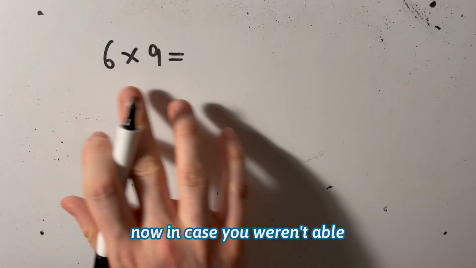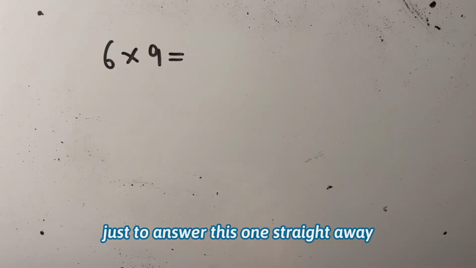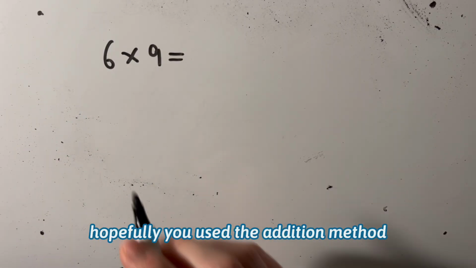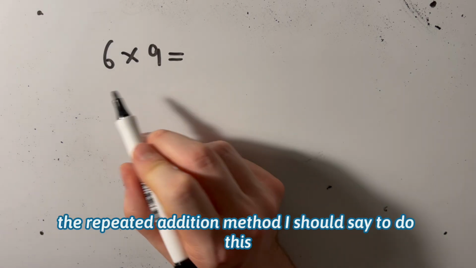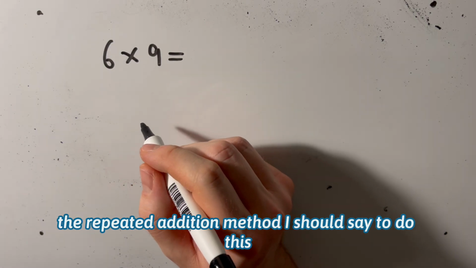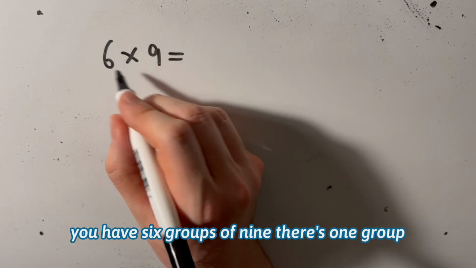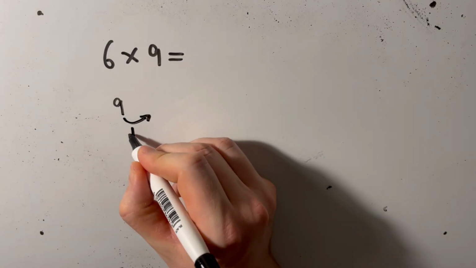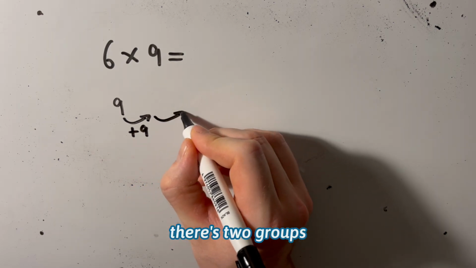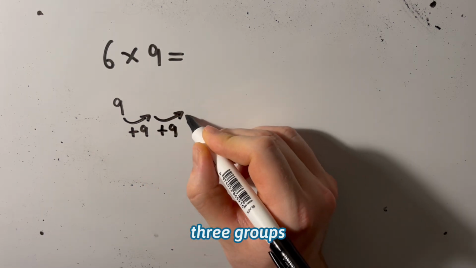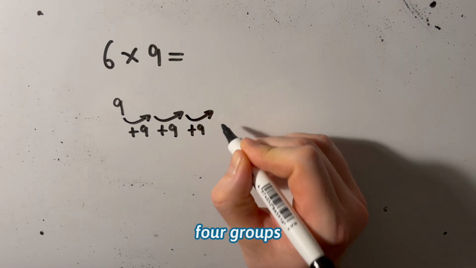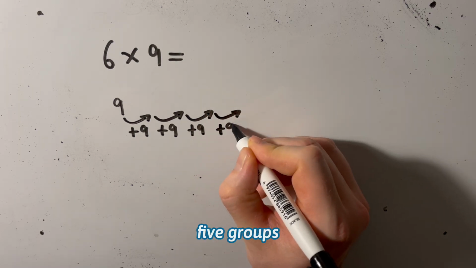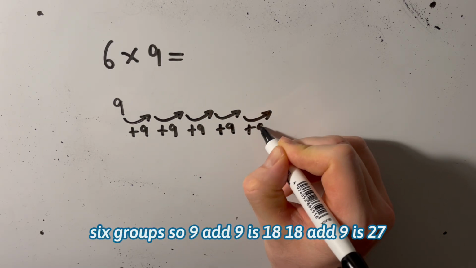Now, in case you weren't able just to answer this one straight away, hopefully you used the repeated addition method. To do this, you would have 6 groups of 9. There's one group. There's 2 groups. 3 groups. 4 groups. 5 groups. 6 groups.